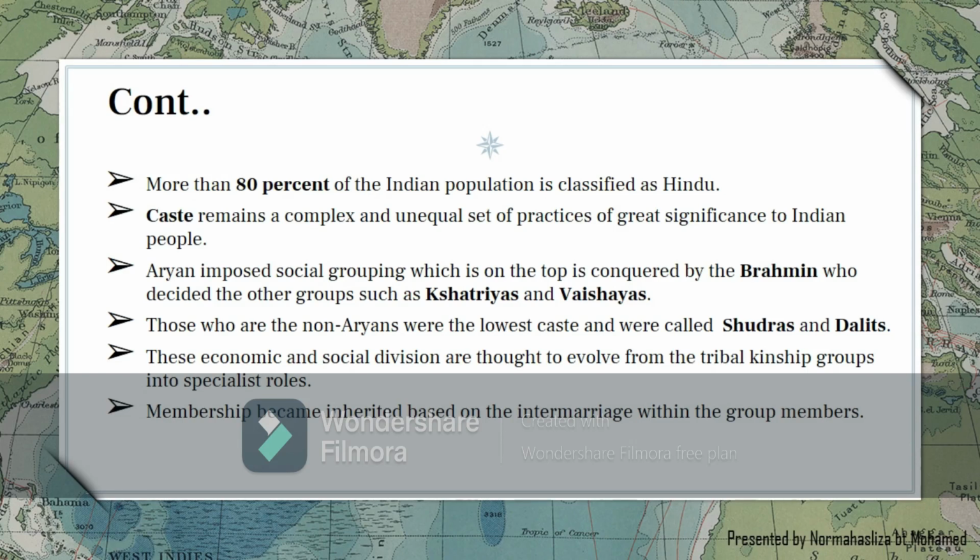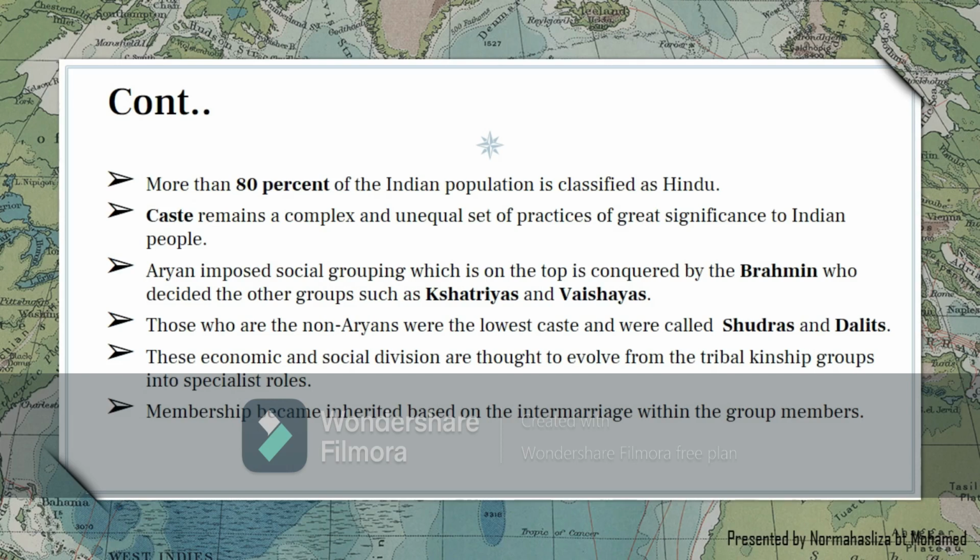Even caste is a Hindu concept. It may have permeated all South Asian society before the arrival of the Aryans and was adopted by later invading groups. The caste order is similar to ethnic or class divisions as well. Aryan-imposed social grouping, which is on the top, is led by the Brahmin, who ruled the other groups such as Kshatriyas and Vaishyas. Those who were non-Aryans were the lowest caste and were called Shudras and Dalits.